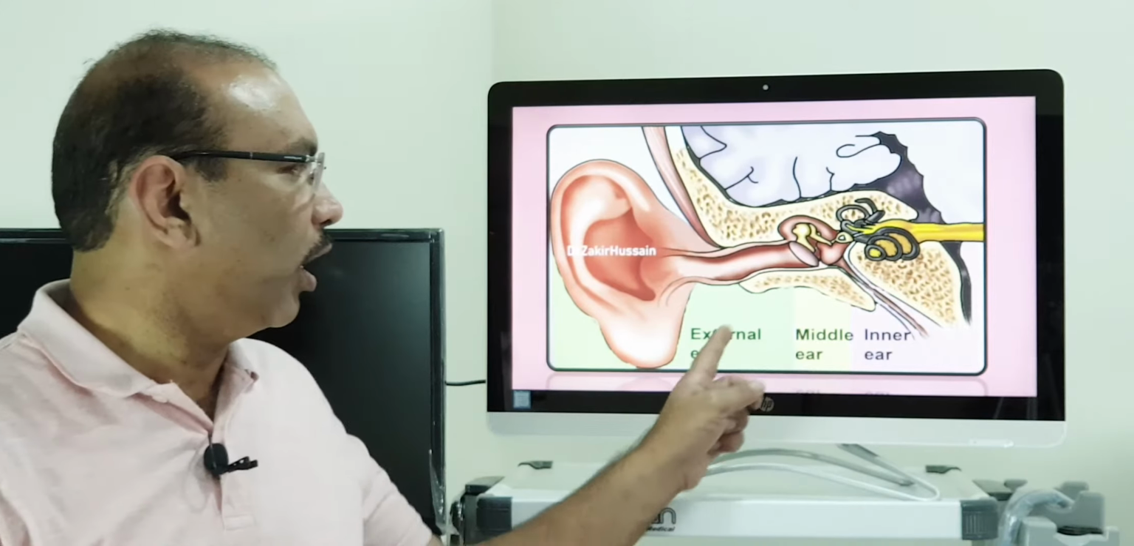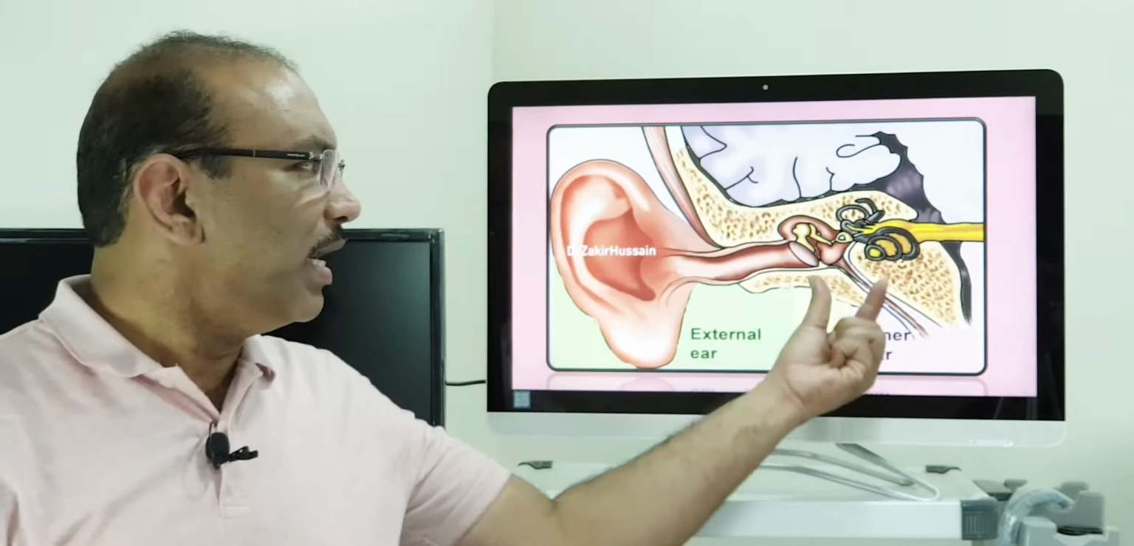We shall discuss the structure of a normal eardrum. The ear can be divided into three parts: outer part, middle part and inner part. The eardrum forms the innermost part of the outer ear canal.